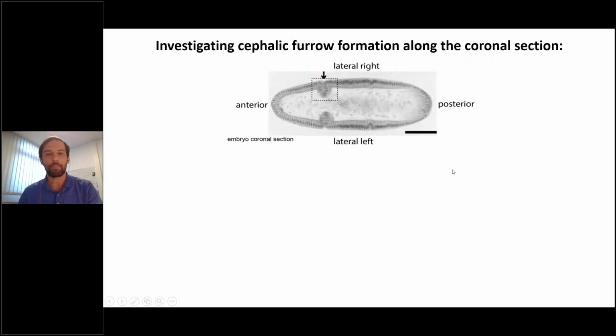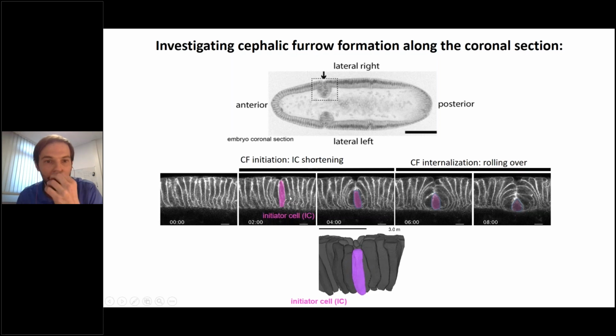If we now look at this process along coronal sections, which are the sections that divide the ventral part from the dorsal part, this is what you see. This is the furrow that forms. Interestingly, there's one cell called the initiator cell that starts to shorten to initiate the formation of the cephalic furrow. So there's a phase of initiator cell shortening, and a second phase called rolling over, where the neighboring cells eventually roll over inside of the tissue.